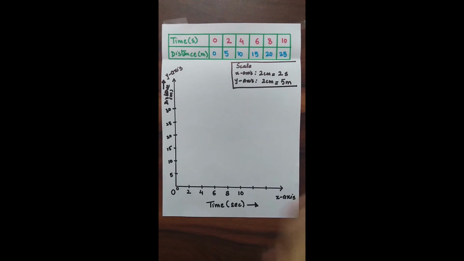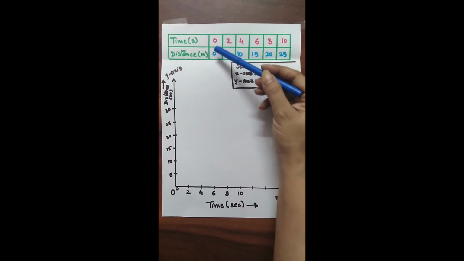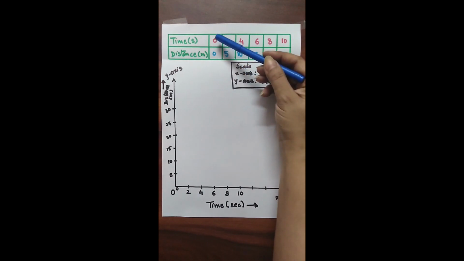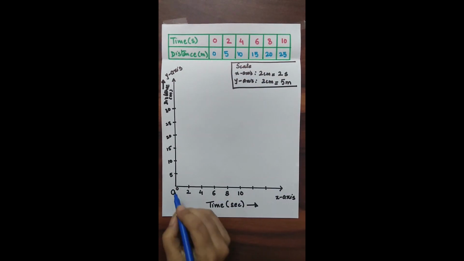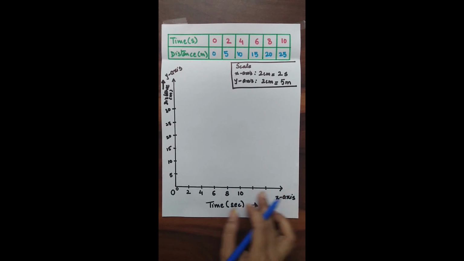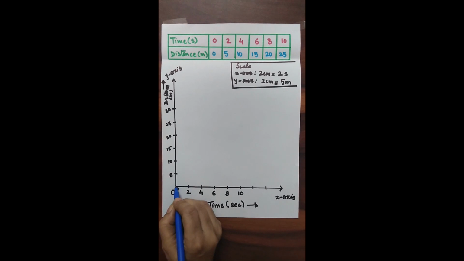Now the next step is how to plot the points. For this you need to read each and every time along with the distance covered. So when the time is 0, the distance covered by the object is 0. If you look at this x-axis on which we have mentioned the time, this is the 0 for the time. Also this is the 0 for the distance. So this becomes our first point. I'll make a point and encircle it.